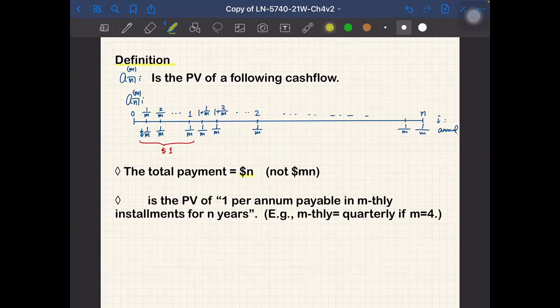So the point is that the total payment is n dollars. So this is basically a version of a angle n. In total, $1 payment per year. So the total number of payments is m times n, but the total payment amount is n dollars, not mn dollars. So the present value is slightly less than n.